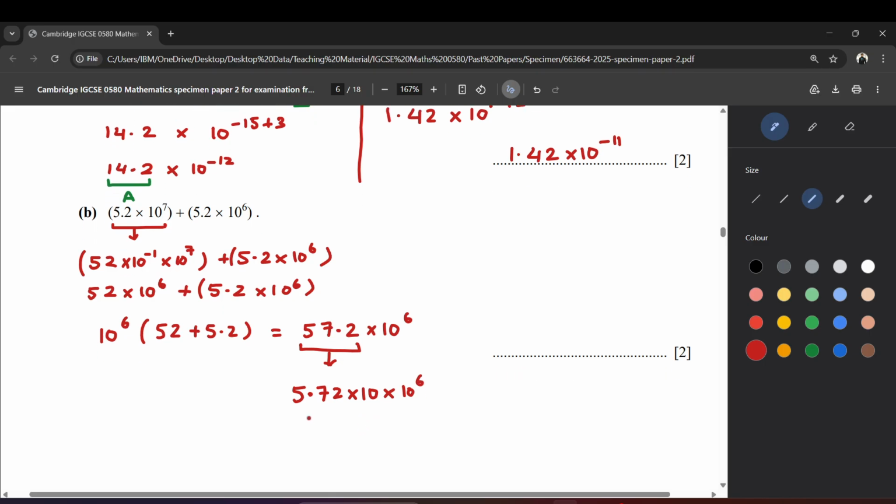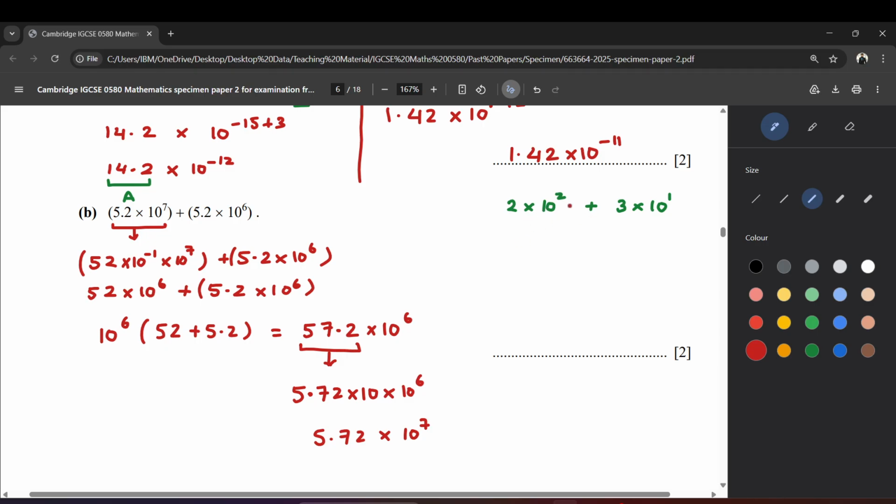Therefore, your final answer is going to be 5.72 into 10 to the power of 7. Okay, now just a small glimpse of why we cannot add values like this. This is a very big number, so let us choose two small numbers. For example, we have 2 into 10 to the power of 2 plus 3 into 10 to the power of 1, right? Now, what are these numbers?